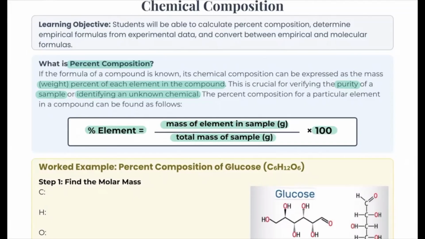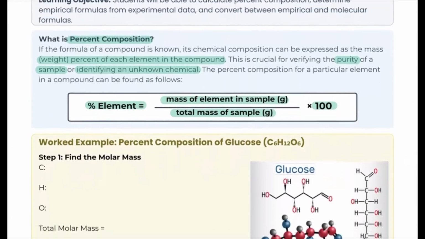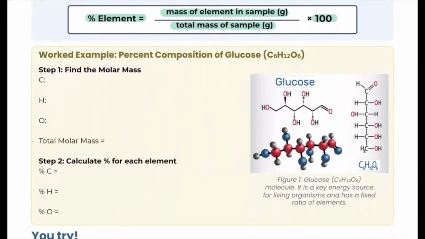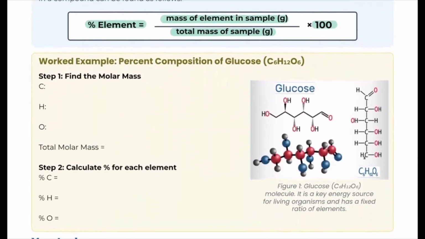Let's go ahead and walk through this problem step by step, and you'll see how we can plug the values into this formula. So here we want to try to find the percent composition of carbon, hydrogen, and oxygen in glucose, right? C6H12O6. It's a sugar. The first thing you want to do is find the molar mass.